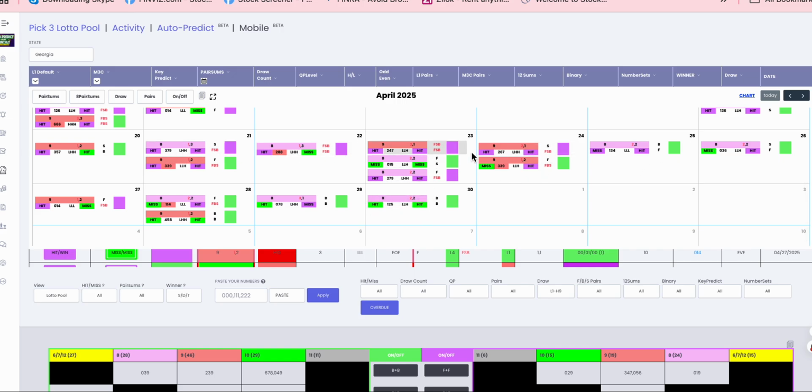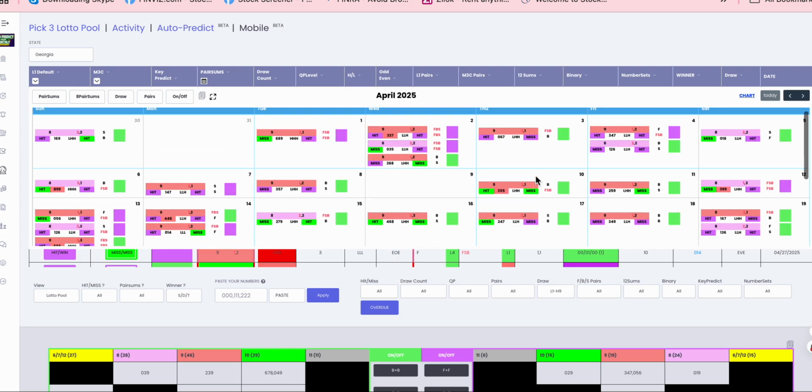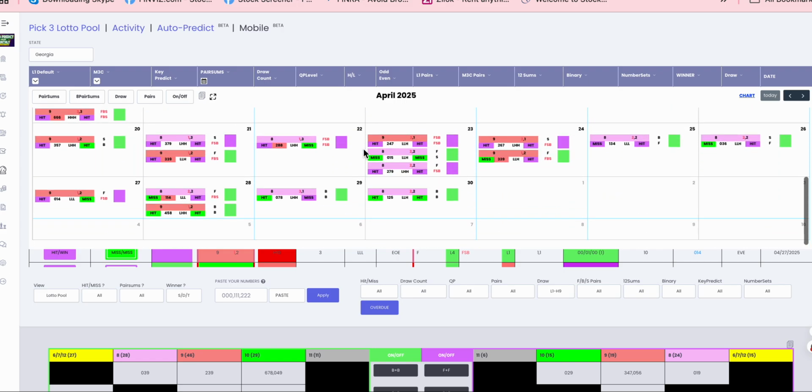Okay, Georgia has 3 draws. I mean, look at this. This one, the 23rd, had like 3. All 3 draws came out. But look at this. Every single day last week it hit. Look at that. The week before that, every single day. I mean, look at this. You've got to play 8 and 9. You've got to focus on this.